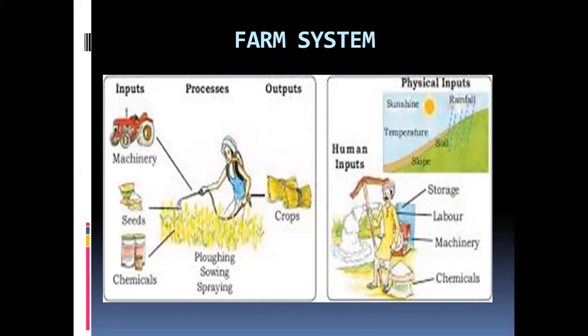Farm system. Agriculture or farming can be looked at as a system. The important inputs are seeds, fertilizers, machinery, and labor. Some of the operations involved are plowing, sowing, irrigation, weeding, and harvesting. The outputs from the system include crops, wool, dairy, and poultry products.